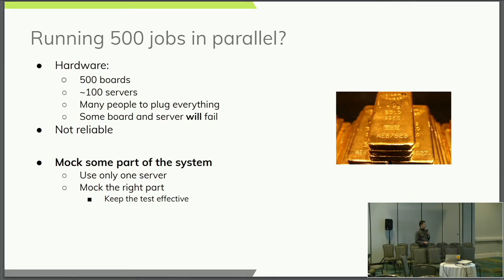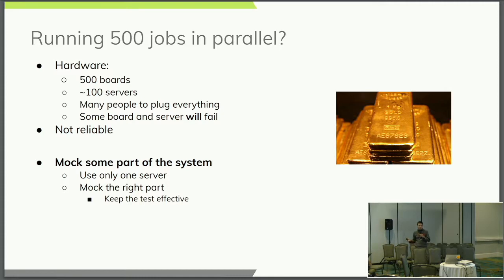So, if we want to run 500 jobs in parallel in Lava, the first easy solution is to have a lot of money and to buy 500 boards, to buy something like 100 servers, to give a lot of money to the lab guys and girls, and to have spare time to fix servers that will fail, because with 100 servers, you know that some will fail, and to fix a lot of boards that will fail, because with 500 boards, you're absolutely certain that some will fail.